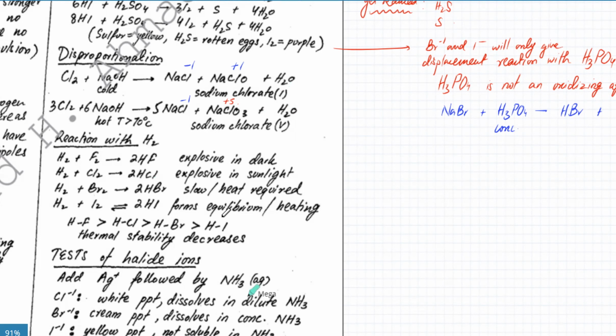So for thermal stability, this bond over here is a very weak bond. Bigger atoms have weaker bonds. The HF bond is very strong. Smaller atoms form stronger bonds, which is why it's more stable.